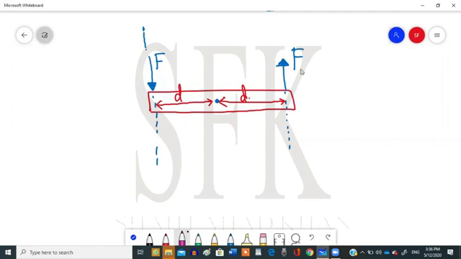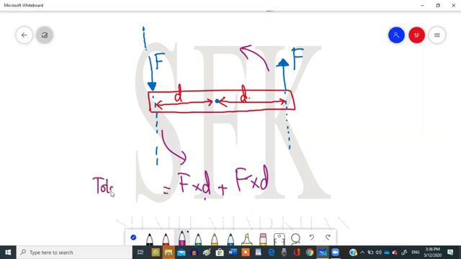Both of them are actually producing counterclockwise moments, right? This one is acting downwards, counterclockwise. This one is acting upward, again counterclockwise. So the moment due to this force is going to be force multiplied by d, plus force multiplied by d again, because both of them are acting in the same direction. The total torque is going to be 2FD, twice of FD, right?